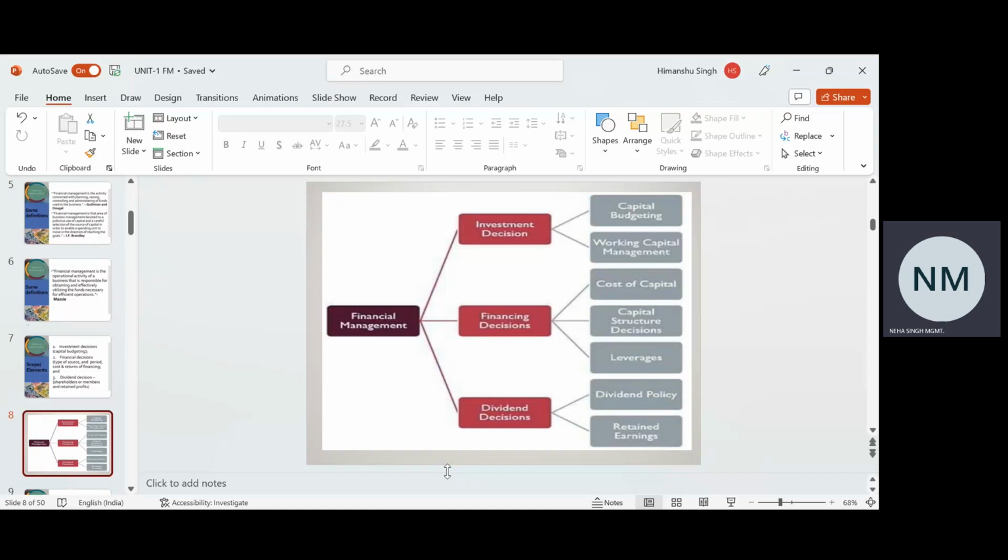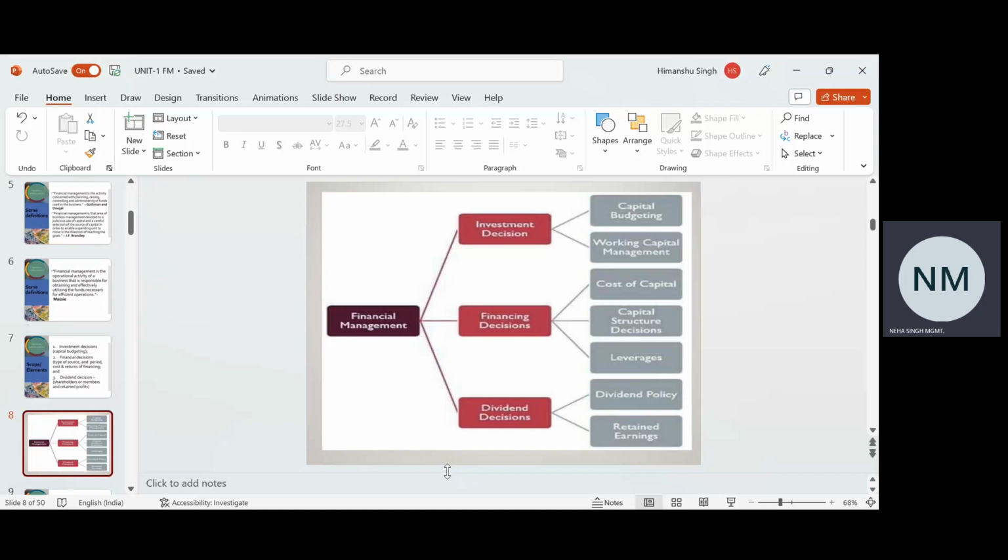Now, the third one is the dividend decision. In this decision, what is the dividend policy of an organization, and how much part of the profit is retained by the company itself for further investment. So these techniques help an organization to take the dividend decision.